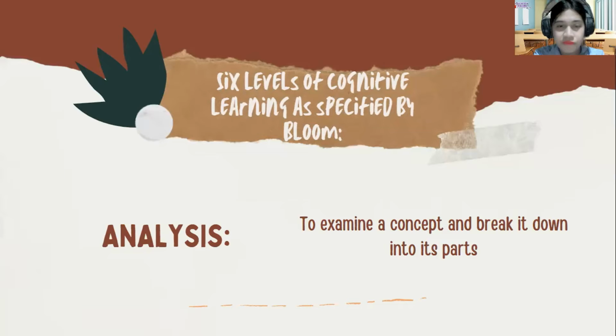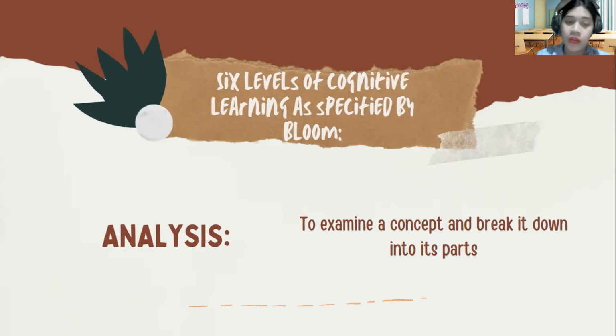Okay, where are we? Yes, we are on the fourth level of cognitive learning of Bloom's taxonomy. The fourth one is analysis. It simply means to examine a concept and break it down into its parts. It is assessed by presenting students with a unique situation of the same type but not identical to that used during instruction, and have them analyze the situation and describe the appropriate procedure or solution to the problem. The keyword here is analyze.